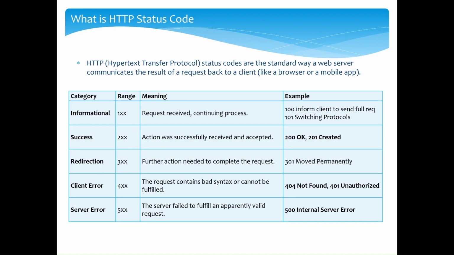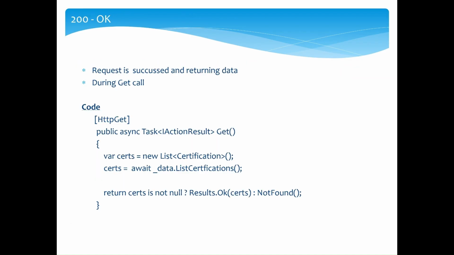When it comes to the 3xx series, it's redirection. The 4xx series is used for client errors, where you can use 404 for not found, 401 for unauthorized. When it comes to the 5xx series, it's server errors. Anything the server failed to fulfill, basically you can use this particular status code. Let's deep dive into a few more.